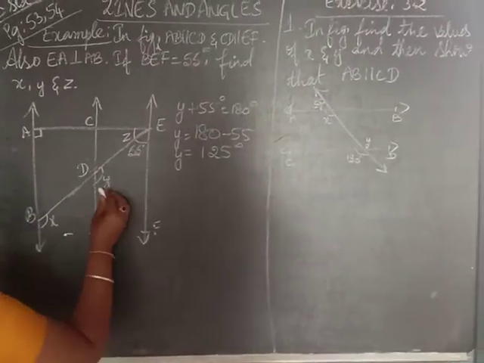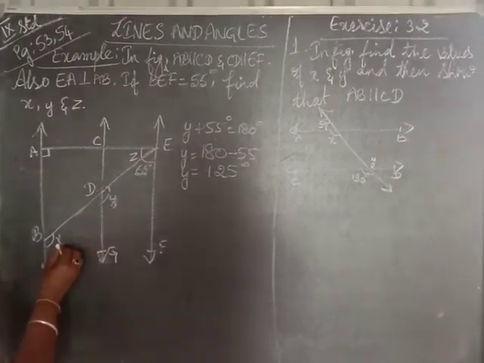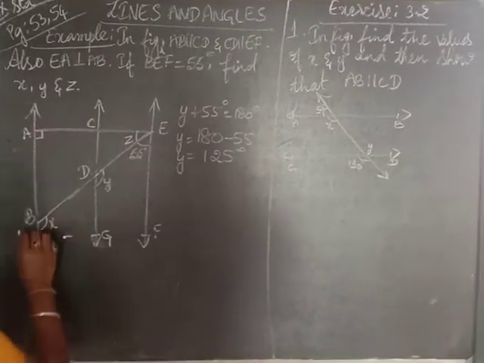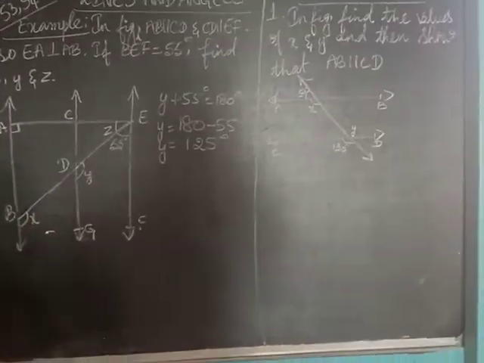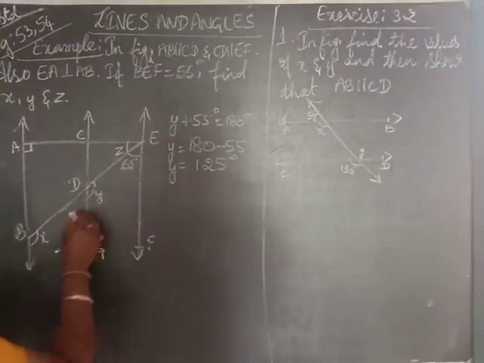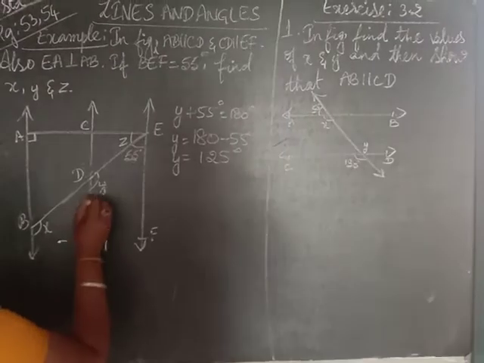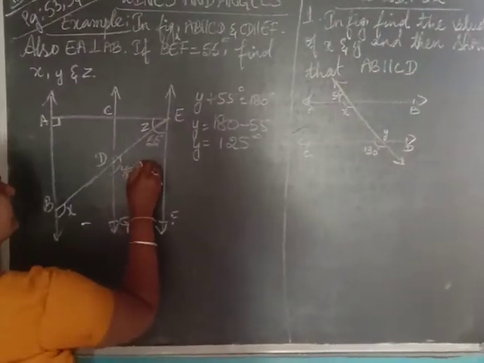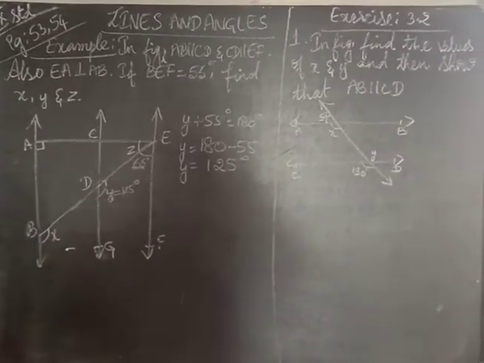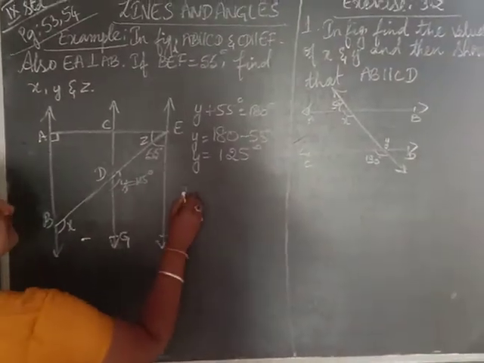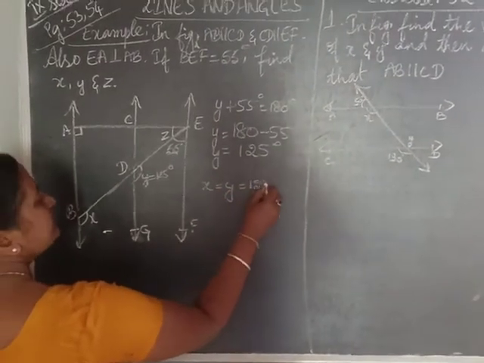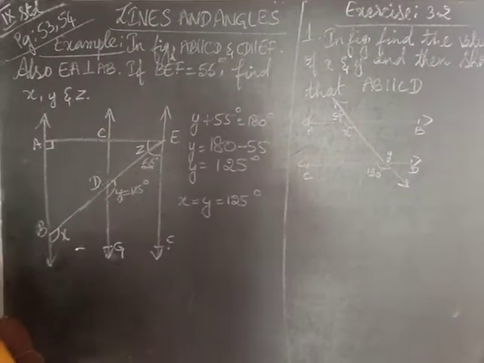Now, just observe here, angle Y and angle X. They are between the parallels AB and CD. What type of angles are they? They are corresponding angles. Now, we got Y is equal to 125 degrees. So, X and Y are corresponding angles and they are equal. So, X is equal to Y is equal to 125 degrees. And both we got.